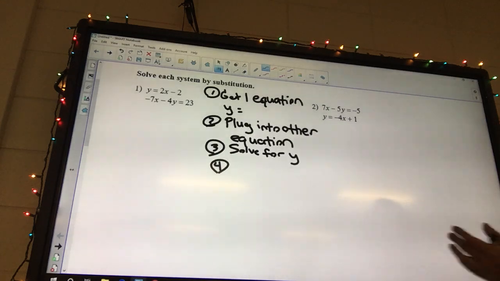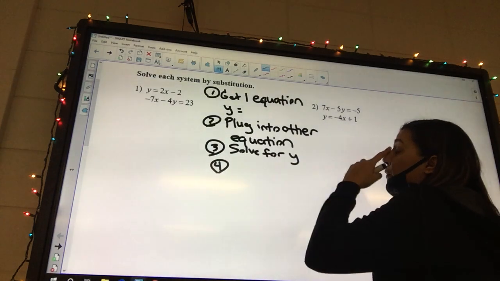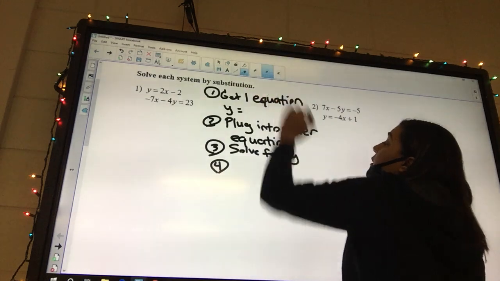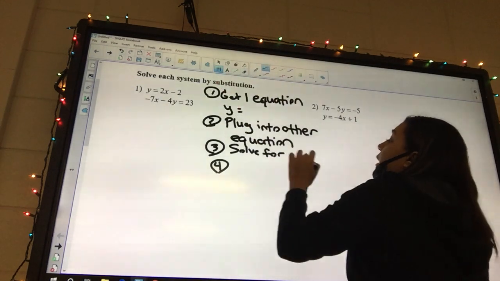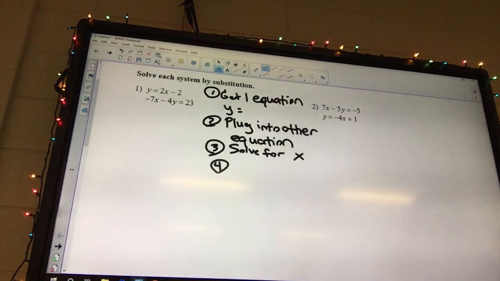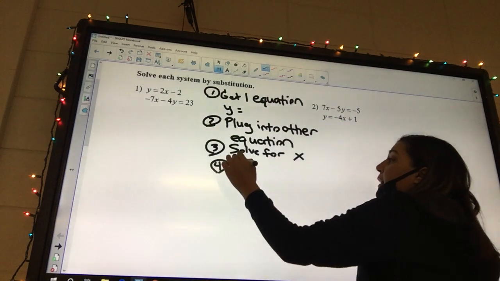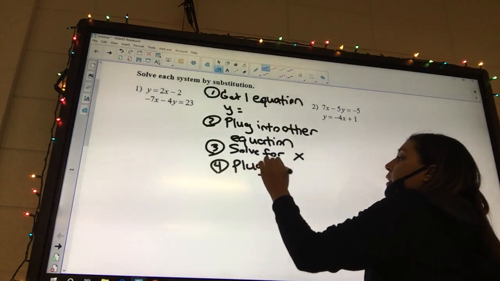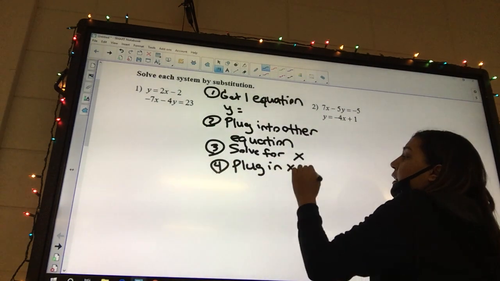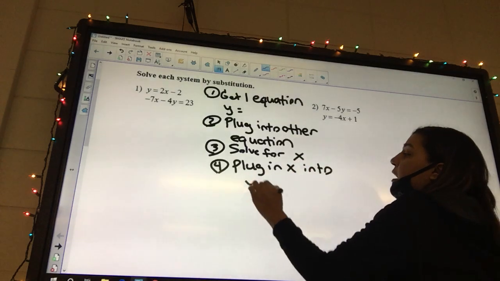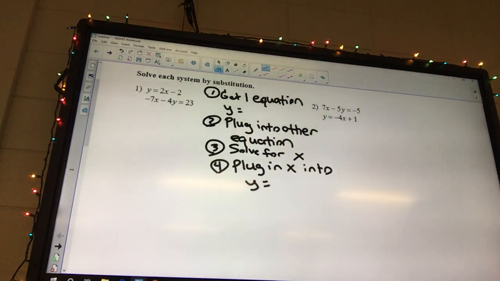And then your very last step, so you solve for x. I'm sorry, that should say x. Solve for x. Okay, and then you plug that back in. So you plug x into the y equals. Okay, so those are going to be the steps that you need in order for this to work.